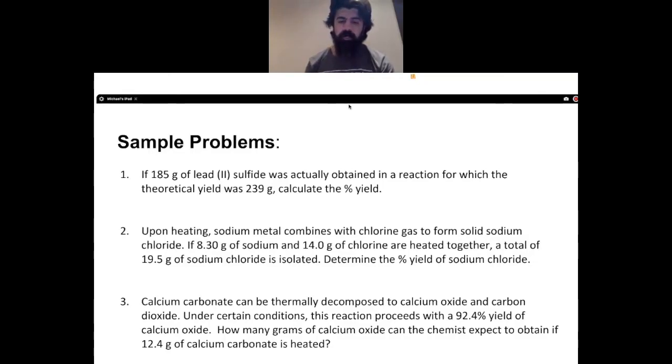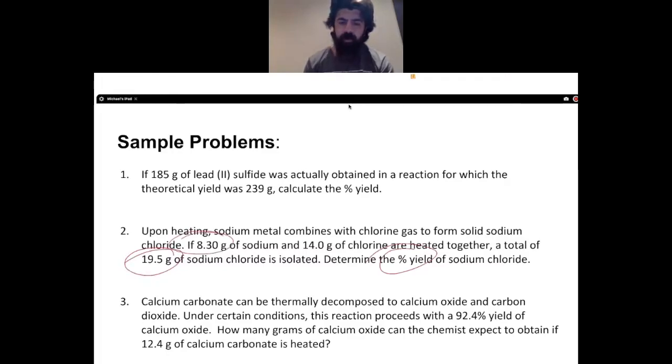Here we have, upon heating, sodium metal combines with chlorine gas to form solid sodium chloride. If 8.30 grams of sodium and 14.0 grams of chlorine are heated together, a total of 19.5 grams of sodium chloride is isolated. Determine the percent yield of sodium chloride. But all of a sudden it's like, wait a second, I'm trying to find the percent yield. Here's a mass. What am I going to do?